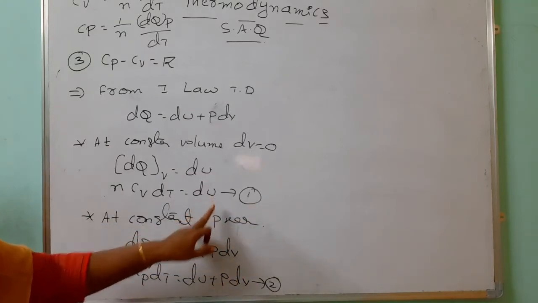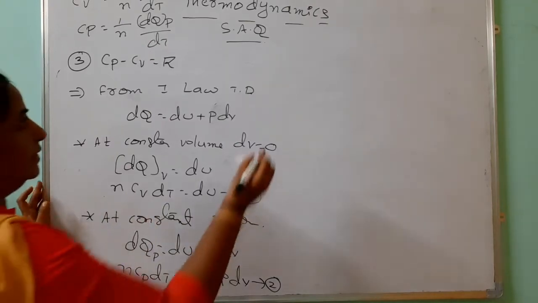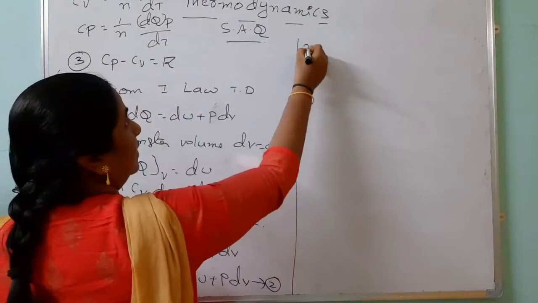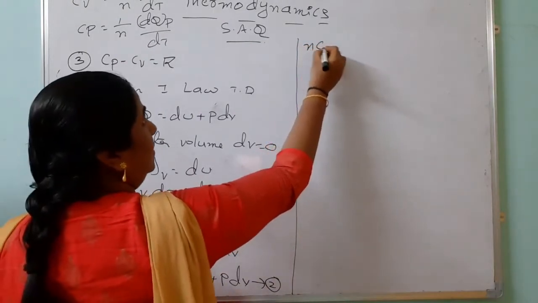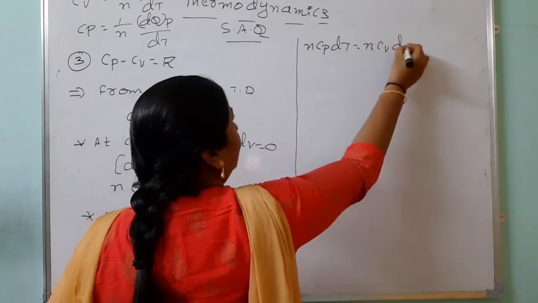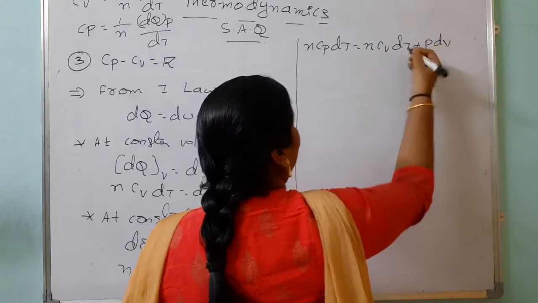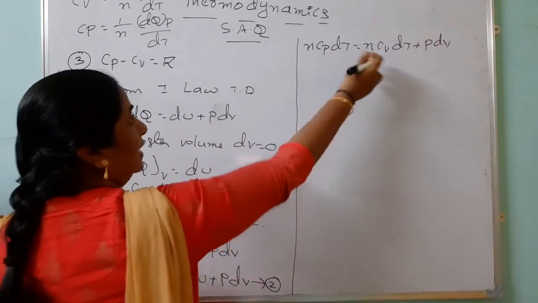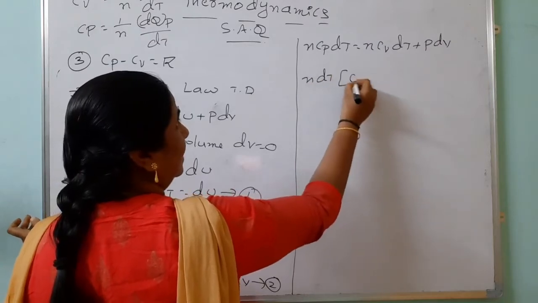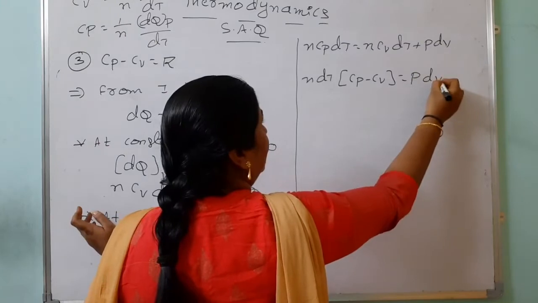And instead of du, what are we writing? n Cv dt. Substitute in this expression: n Cp dt equals, instead of du, n Cv dt plus pressure into change in volume. How to write this expression now? When it comes to this side, n dt is common, and within brackets we get Cp minus Cv. On the RHS only PdV is there.